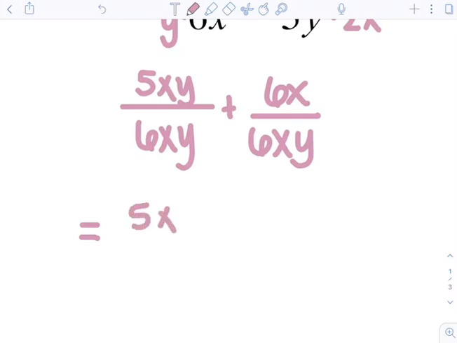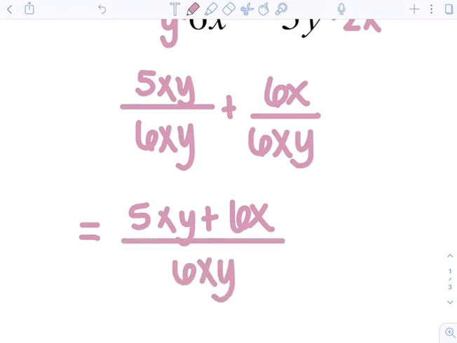So I'm just going to write it out as one whole thing. So 5xy plus 6x, again, you cannot combine them. So you write it as is. And then my denominator is 6xy.